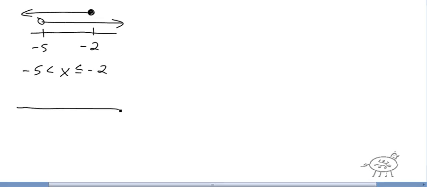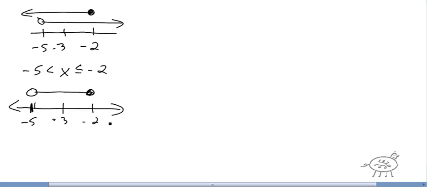And then if I actually make my final graph, it's going to be between -5 and, oh, it's always good to put another point in here, -3. And this is -3 and -2. And here is your solution. Okay? So it's between -5 and -2, and here it is, between -5 and -2.